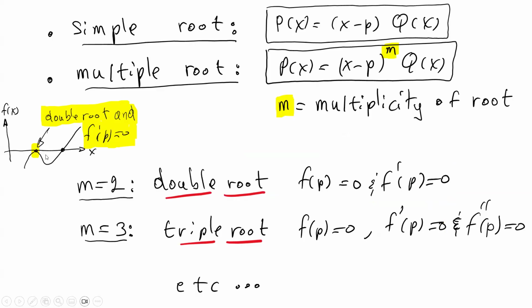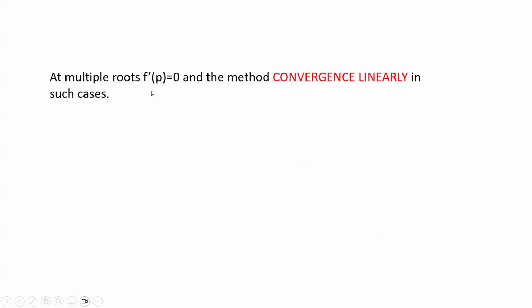This is a simple root. But how about here? This is a double root, or multiple roots. For this reason, for multiple roots, the convergence is slower. For example, when the function has a double root, both the value of the function and the first derivative are zero at that point. For triple roots, the value of the function, the first derivative and the second derivative are also zero at these points. For this reason, at multiple roots the first derivative of the function is zero.